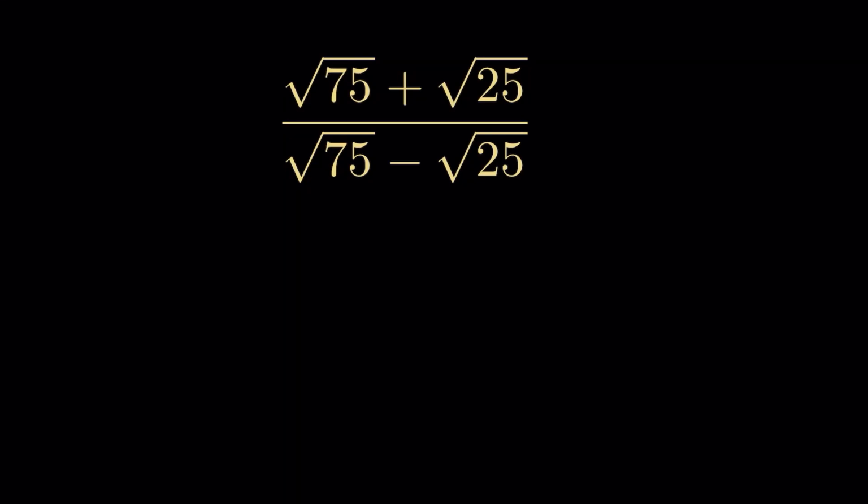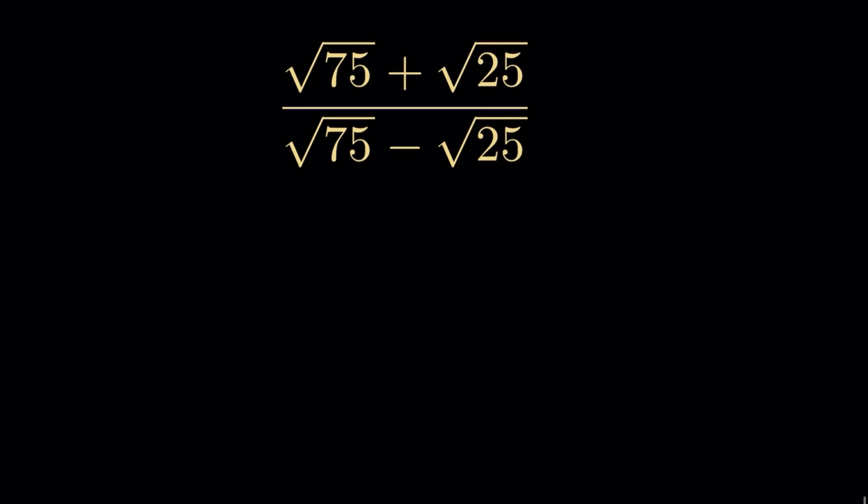Simplify (√75 + √25) / (√75 − √25). There are two methods that we can use to simplify it. First method, where we just rationalize the denominator.